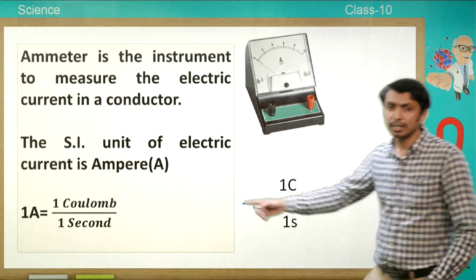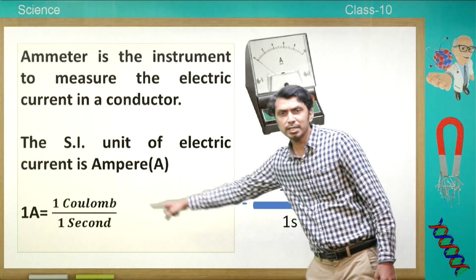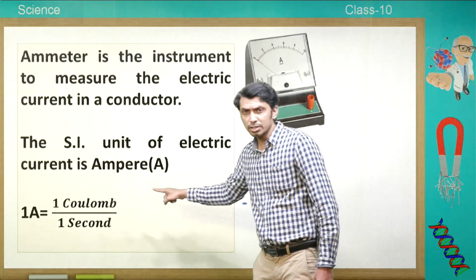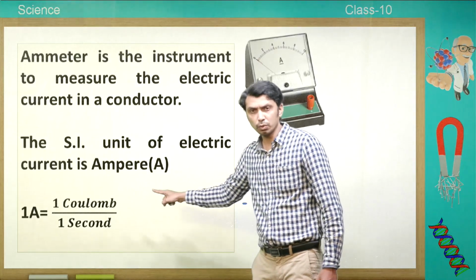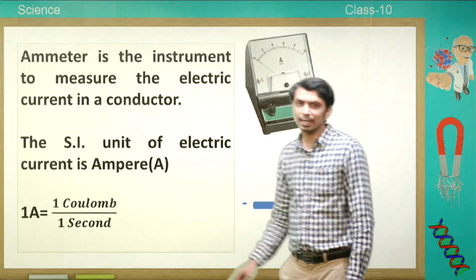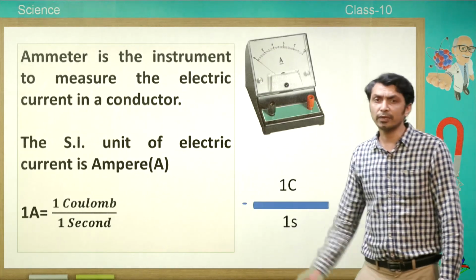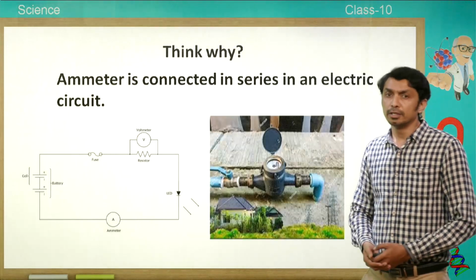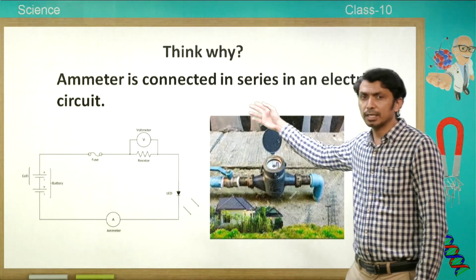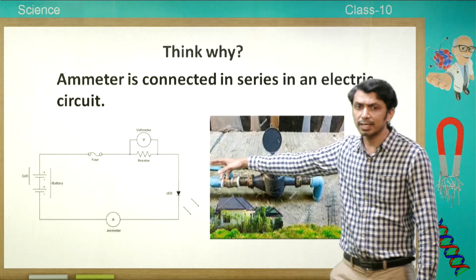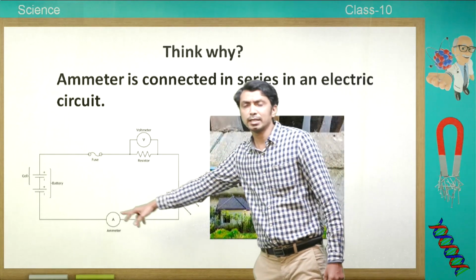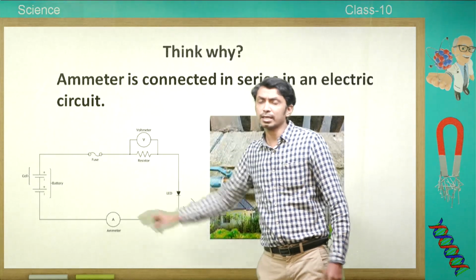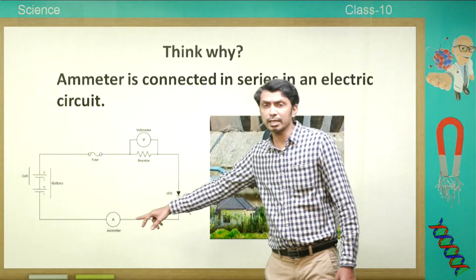As you saw, charge by time is electric current. If the electric current is 1 ampere, then the charge should be 1 coulomb and the time should be 1 second. That is when we say the electric current is equal to 1 ampere. Children, here we have seen the ammeter. Now you can see it is connected in this manner in the electric circuit. Now why is it connected in this manner in an electric circuit?